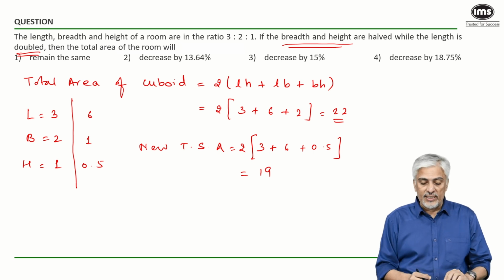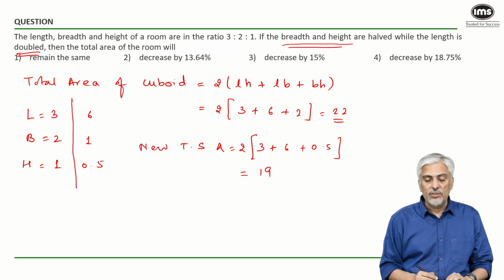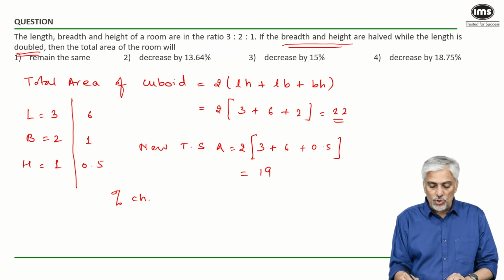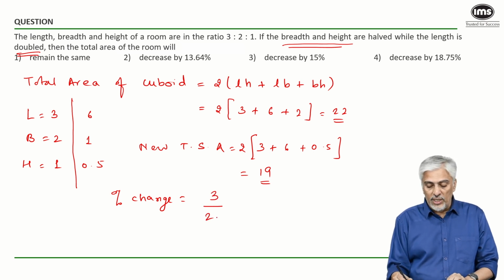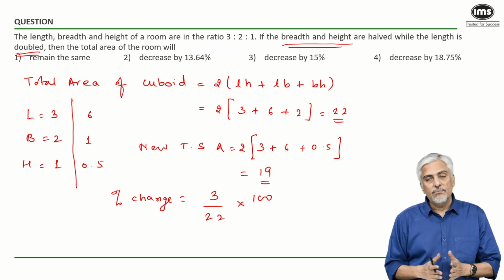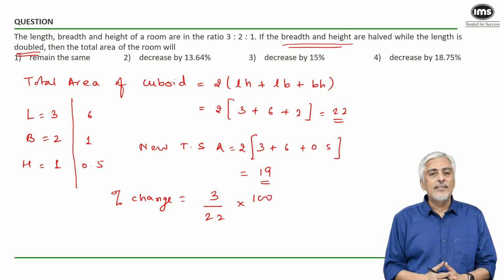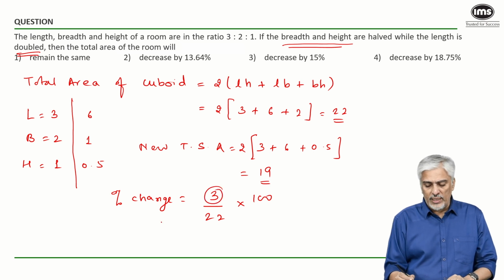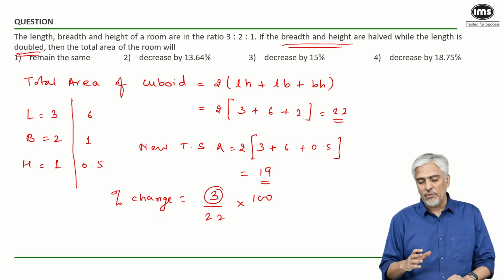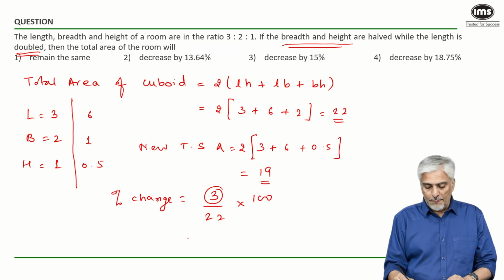Let's read very carefully what they have asked. What is the change? So percentage change will be change upon original. From 22 it is going down to 19. So change is 3 upon original 22 into 100, right? You should know your calculations. 1 by 11 is 9.09, so 1 by 22 will be roughly 4.5. 4.5 into 3 will be roughly 13.5. So this is approximately 13.5%.